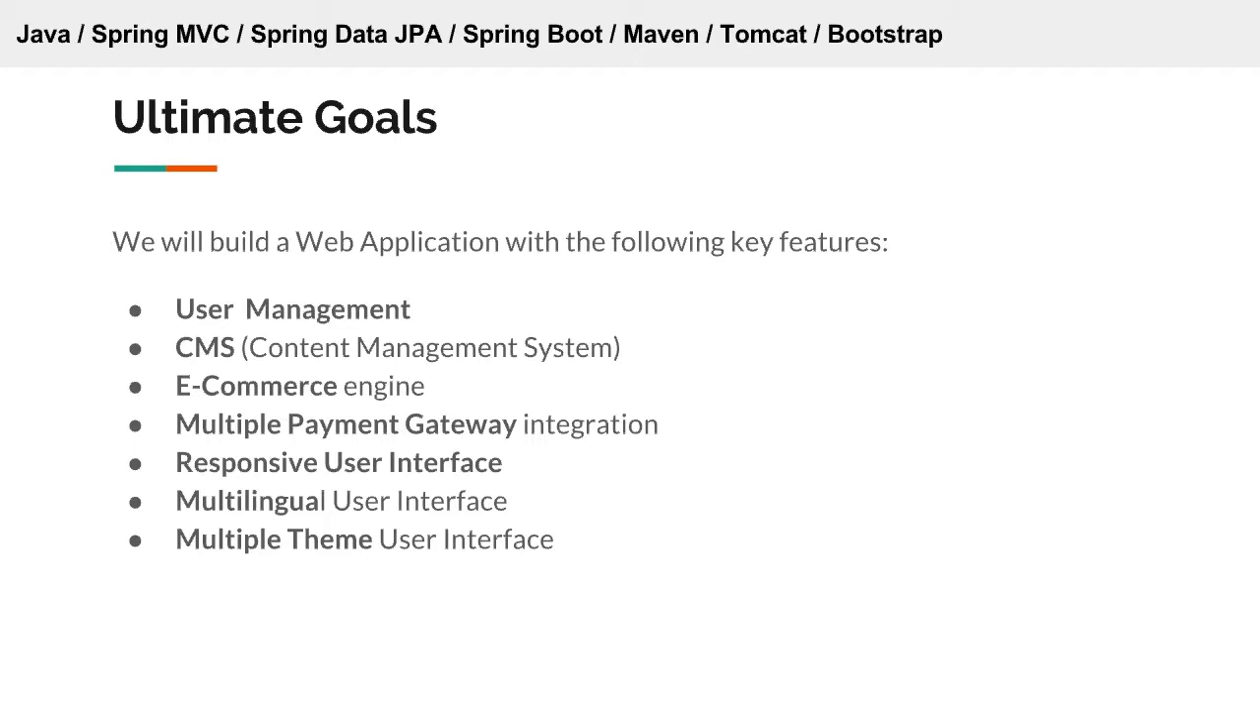We will build a content management system to manage the content in the application, like blogs, notifications, news, products, etc. We will also build an e-commerce engine, including shopping cart, shipping address, billing address, tax calculation, discount calculation, etc. And we will also build multiple payment gateway integration for the checkout process. And the user interface will be responsive, with multilingual support and multi-theme support.